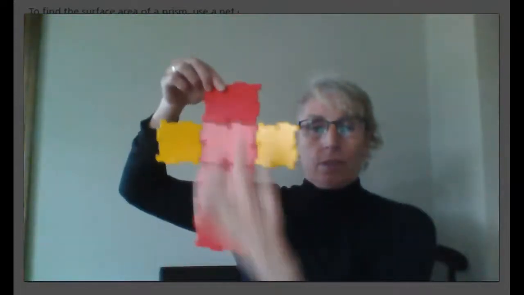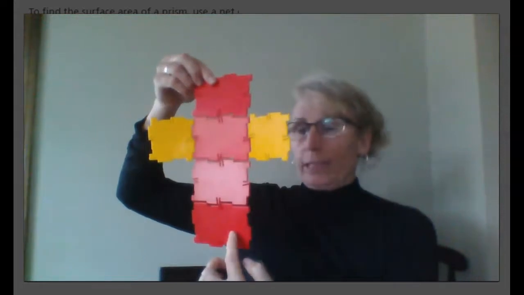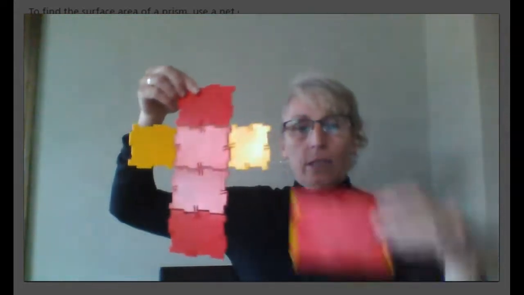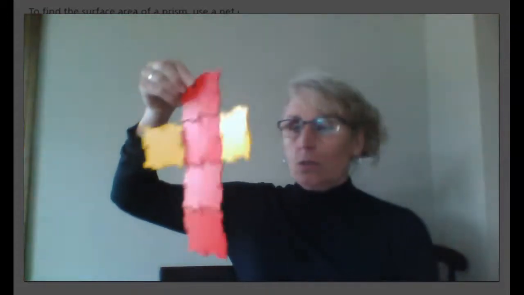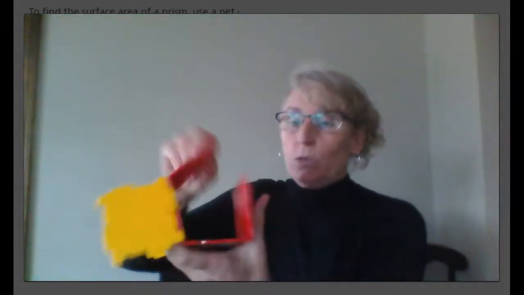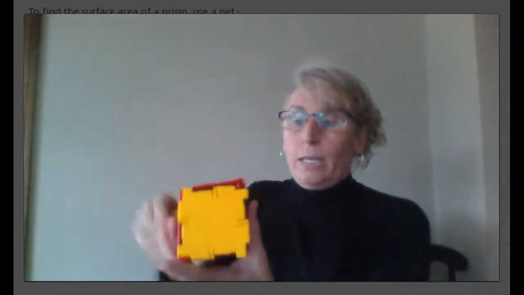Okay. Now I'm going to talk about nets. Nets are when you take a prism and you unfold it. So if I take this rectangular prism and unfold it, this is what the net looks like. I've got my four rectangles here, my two squares on the end. So these are my top and bottom, and the squares are my ends. So if I fold this up, it should fold up into my rectangular prism.